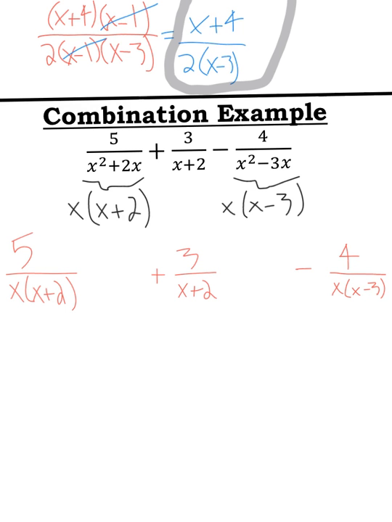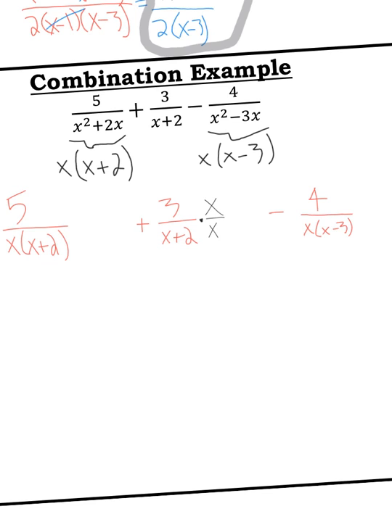Okay, so let's look at what we have. We have x times x plus 2. So this one has an x plus 2, but not an x. So I'm going to add in, or multiply in, an x over x to this fraction. Now this fraction has the x on the outside, like the other two have, only it has an x minus 3 and not an x plus 2. So it needs the x plus 2. So I'm going to multiply an x plus 2 over an x plus 2 on this fraction.